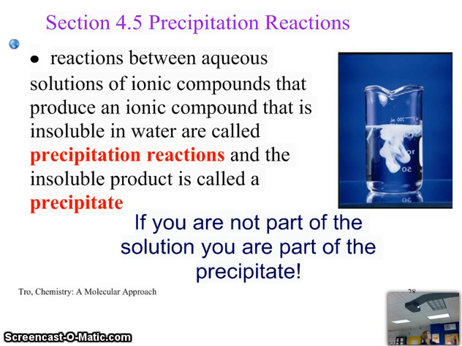Okay, so we have 2 ionic compounds. They undergo wife swapping, and one of the products is solid. That solid product is called the precipitate. So in this diagram that you see here in your notes, that white stuff is a precipitate. Precipitate is PPT. And if you're not part of the solution, meaning you're not dissolved within the solution, you are part of the precipitate. You are a solid, not an ion that's floating around in solution.